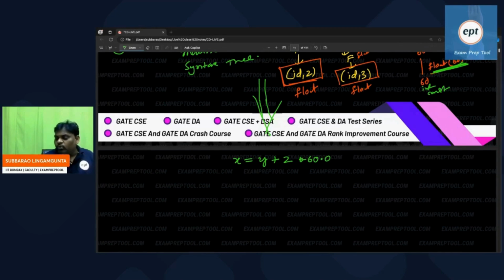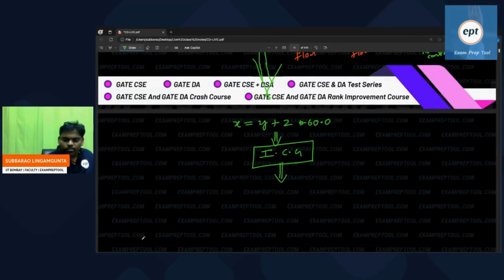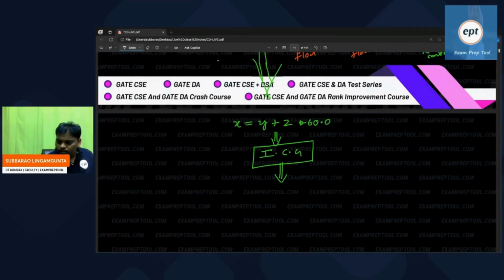Now we have to do the conversion, because the purpose of compilation is high level to low level. From now onwards, conversion will happen. Now see the conversion: intermediate code generator. Listen everyone now. Intermediate code generator. Everyone observe? Careful now.